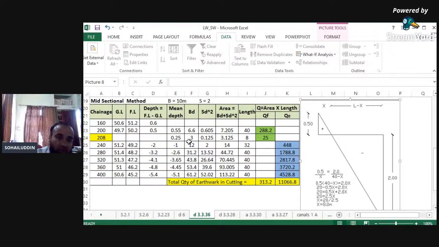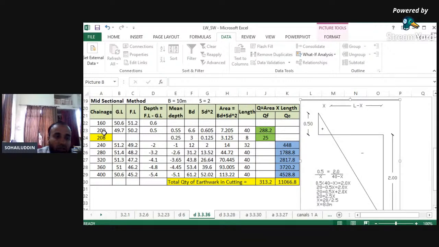What is the difference in chainage? The difference in chainage is nothing but 200 minus 160, that is 40. 240 minus 200, that is 40. So this length is 40 meters. That means this x distance is 8 meters. Total length is 40, so L minus x will be 32 meters. So 32 meters will be the width of the larger triangle, and 8 meters will be the width of the smaller triangle. Total addition will be 40.